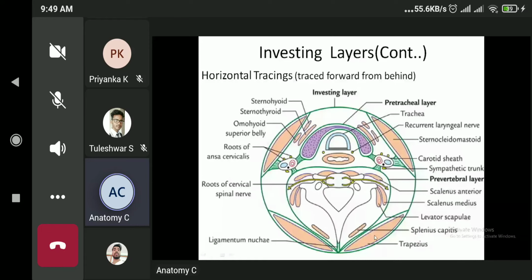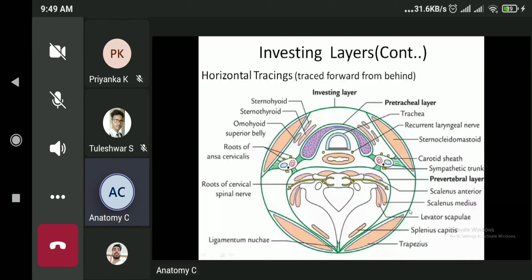Exactly at the posterior border of trapezius, the investing layer splits to enclose the muscle. See, the layer is splitting to enclose the trapezius muscle, and at the anterior border, it again reunites to form a single layer. And this reunited single layer now forms the posterior triangle.